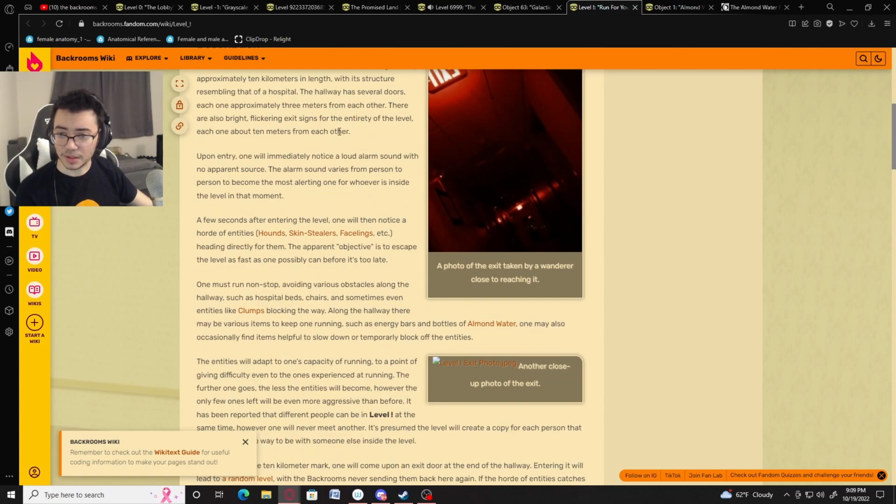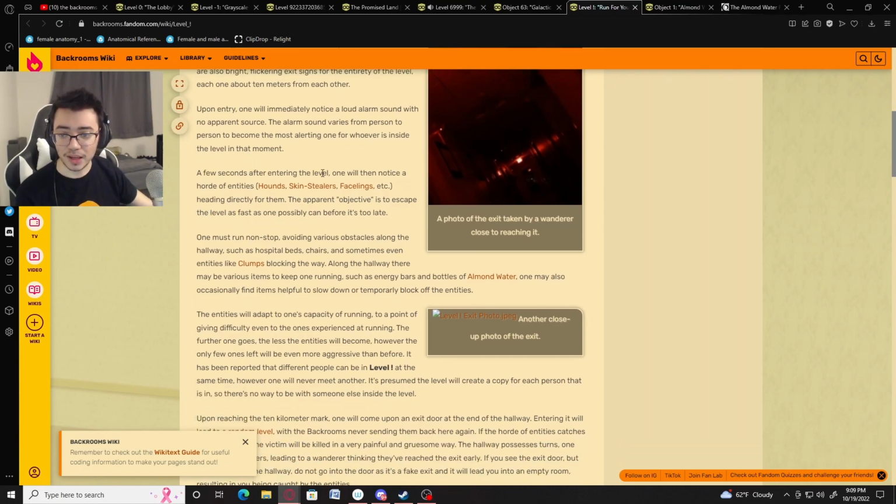About 10 meters upon entry, one will immediately notice a loud alarm sound with no apparent source. The alarm sound varies from person to person to become the most alerting one for whoever is inside the level at that moment. Yeah, of course. A few seconds after entering, one will then notice a horde of entities, hounds, skin-stealers, facelings, etc., heading directly for them. The apparent objective is to escape the level as fast as one possibly can before it's too late.